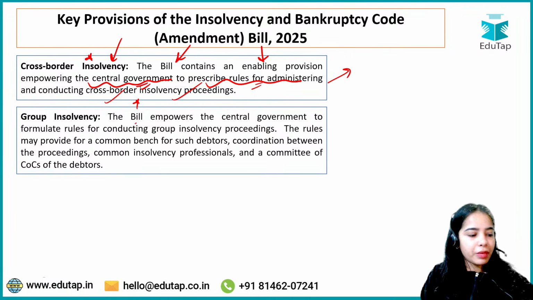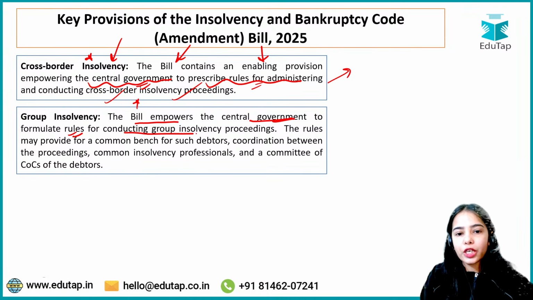Group insolvency: the bill empowers the central government to formulate rules for conducting group insolvency proceedings. The rules may provide for a common bench for such debtors, coordination between the proceedings and common insolvency professionals, and a committee of creditors of the debtors.